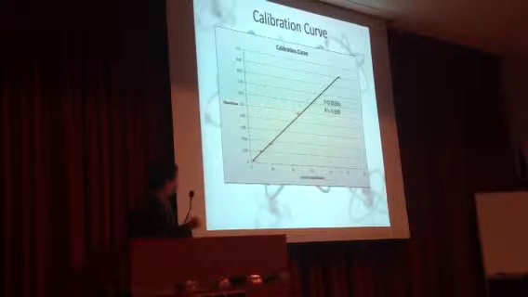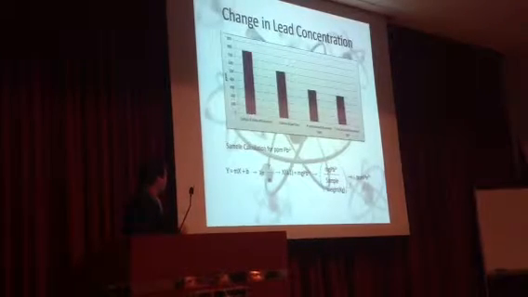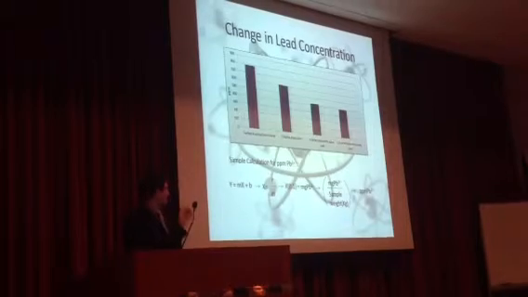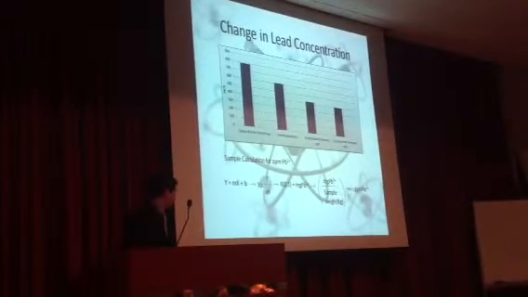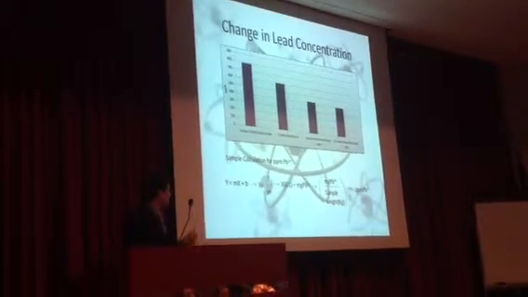The R-squared value is good, and we have the slope, which allowed us to calculate the actual parts per million of the lead. That's just a simple calculation using the equation of the line, and eventually using the sample weight to get the parts per million of lead.